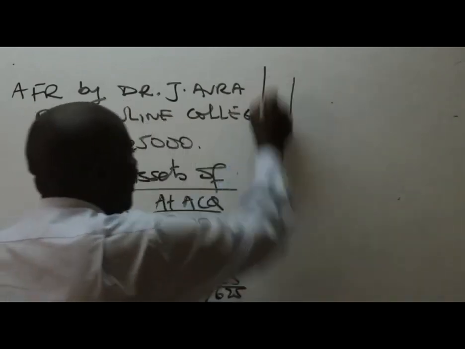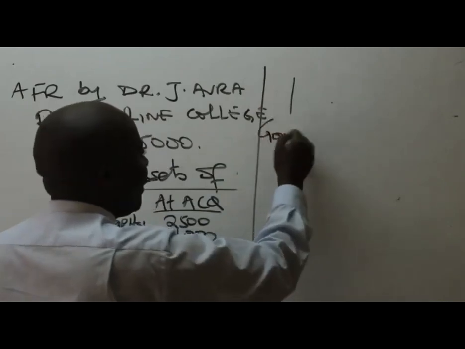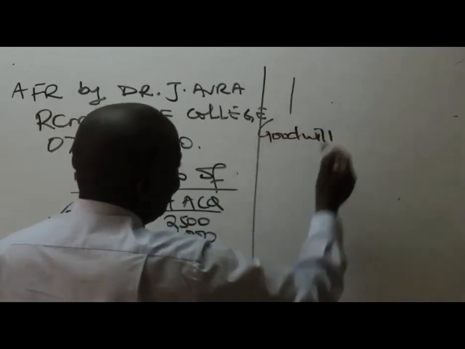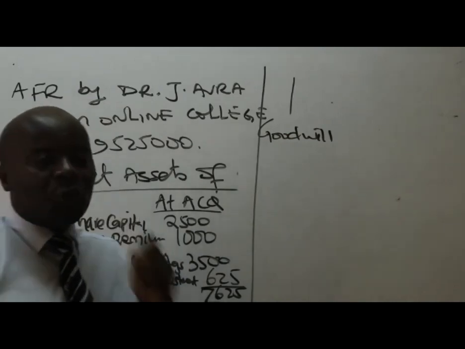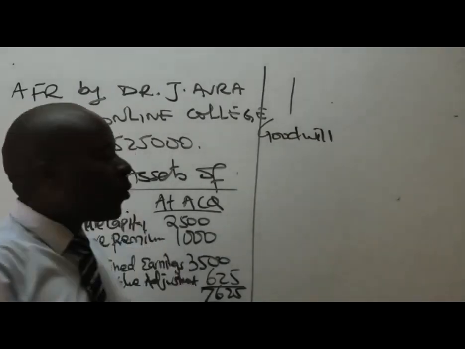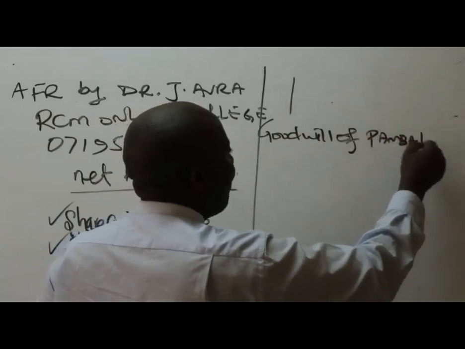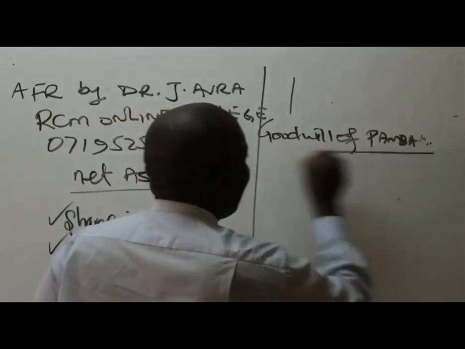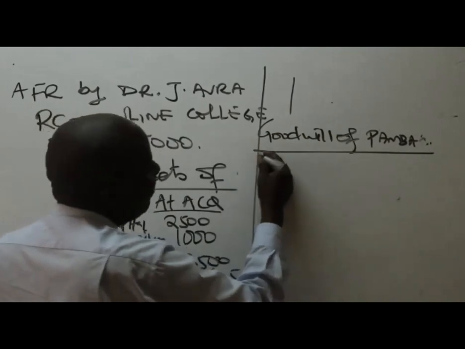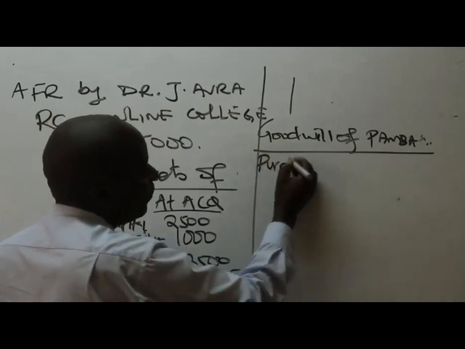So give me the goodwill of the first subsidiary. Remember, we only compute goodwill of subsidiaries. So goodwill of Pamba Limited. So I'll come and pick the purchase consideration.